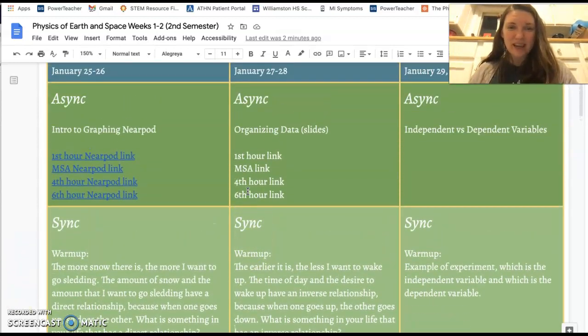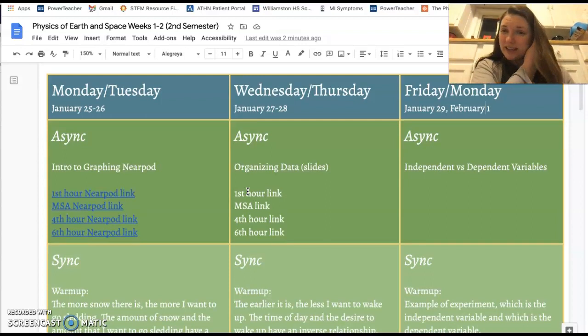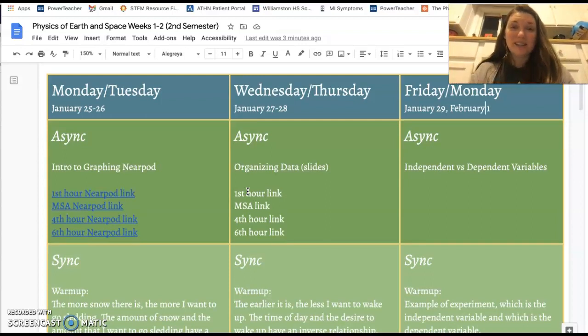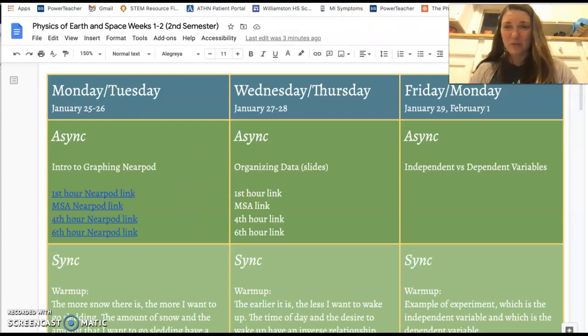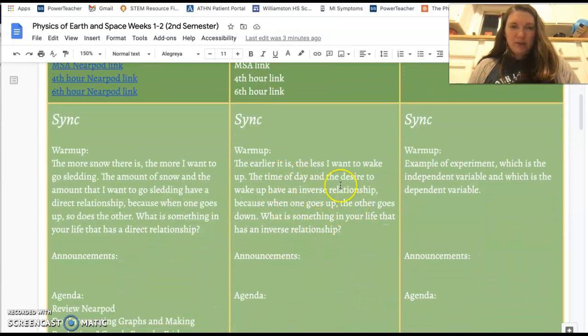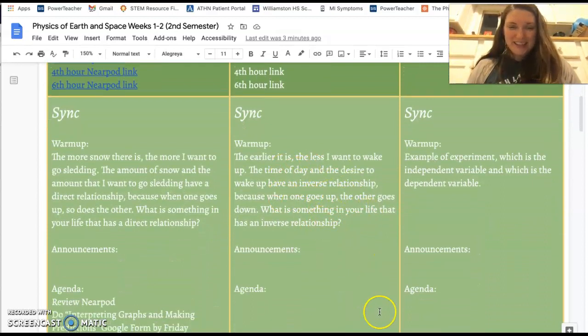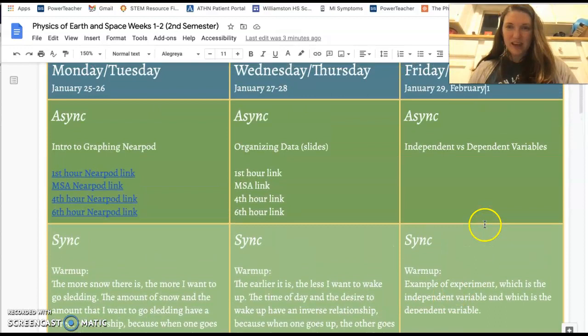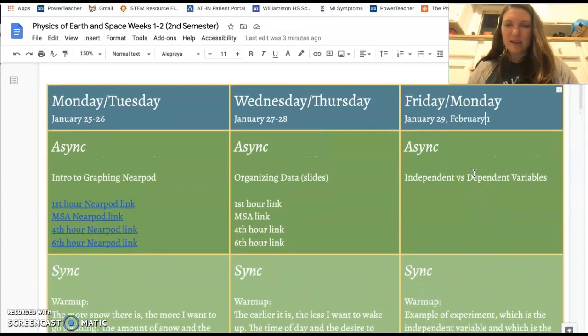So then on Wednesday and Thursday, we're going to be doing a slideshow in the morning about organizing your data. We want you guys to get a really good, solid foundation of how and why do we use graphs, what are all the parts, and all of that stuff, like what makes graphs work, you know? Then we're going to talk about inverse relationships for the warm-up question that day. And then on Friday, we're going to be looking at independent versus dependent variables, okay?